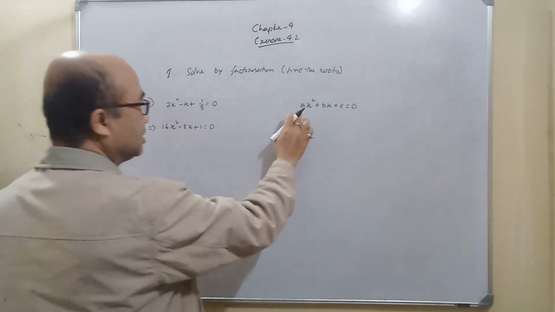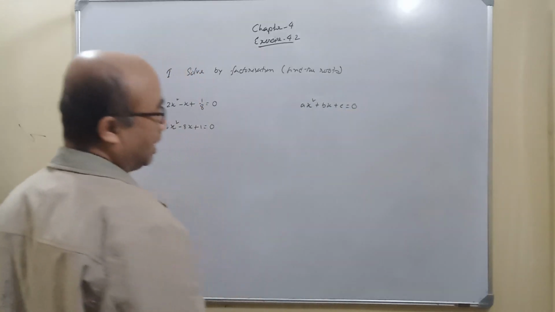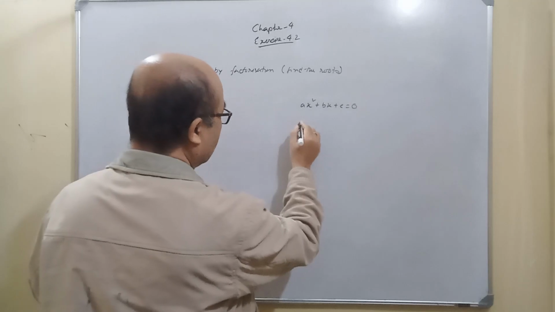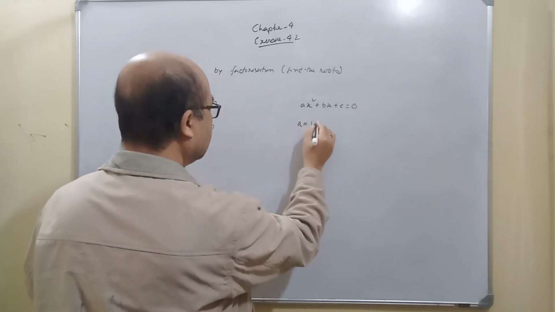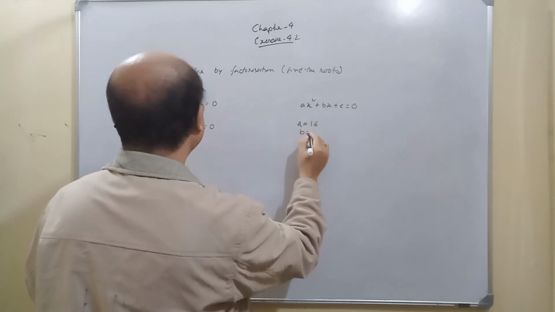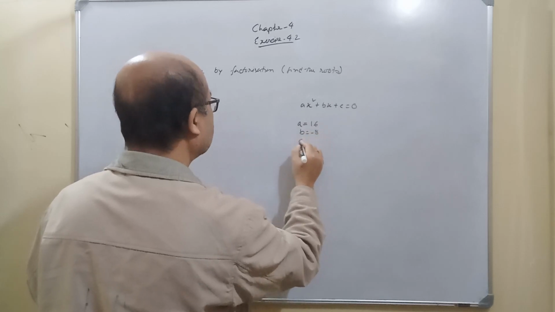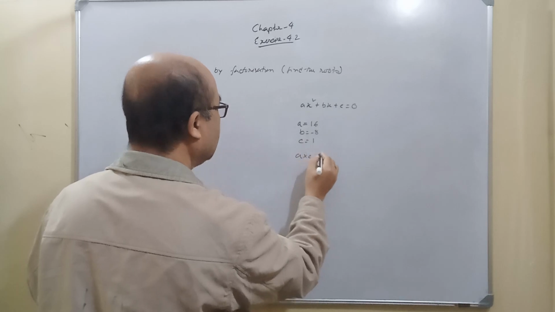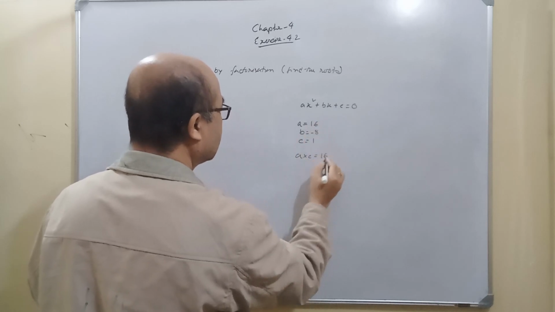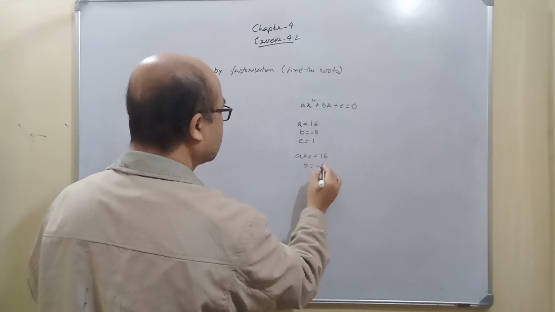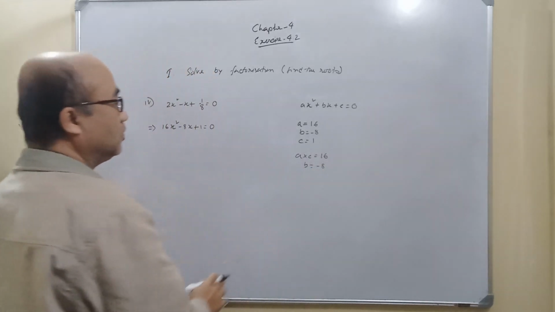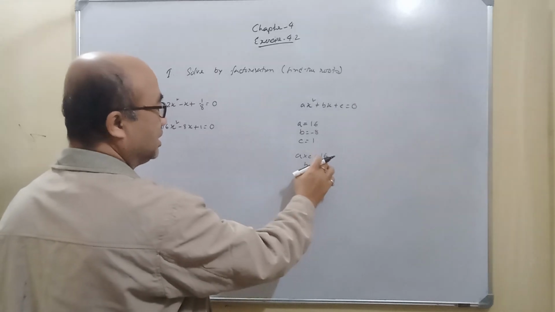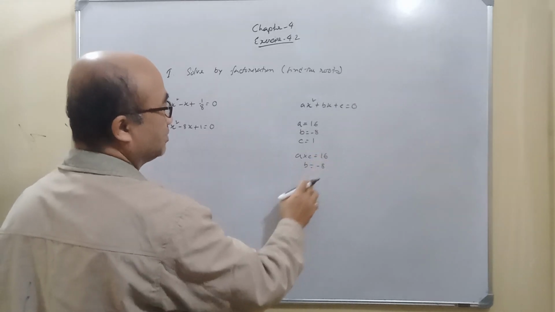So this is in the form ax square plus bx plus c. Here a is equal to 16, b is equal to minus 8, c is equal to 1. So a into c is 16 into 1, 16, b is minus 8. So we need two numbers whose product is 16 and whose summation is minus 8.